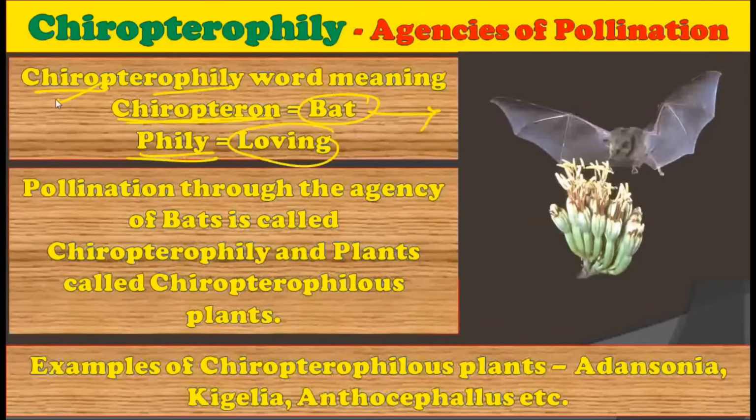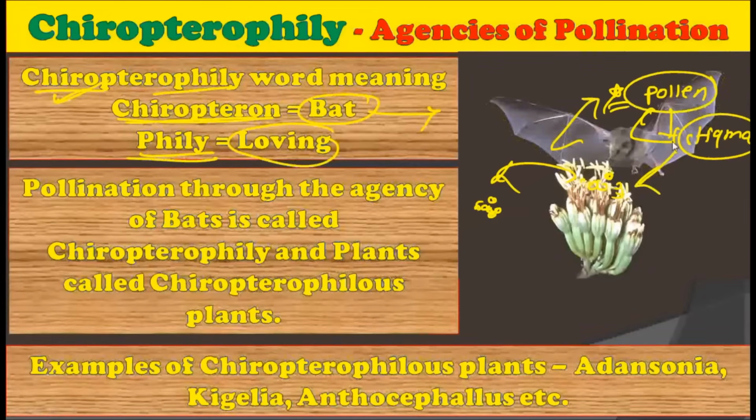That is, in chiropterophily, bats are the main source of pollination in the plants, because when the bats land on the flower, they take the pollen grains, and when they visit another flower, they transfer that pollen to the stigma. So bats are primarily responsible for transferring pollen grains from one flower to the stigma of another flower, and this concept is called chiropterophily. Now, the pollination through the agency of bats is called chiropterophily, and the plants are called chiropterophilous plants. That is, those plants which show chiropterophily are called chiropterophilous plants.